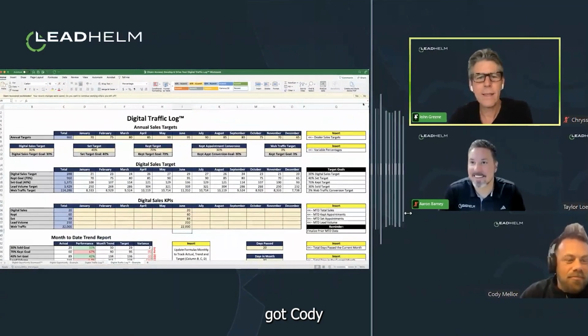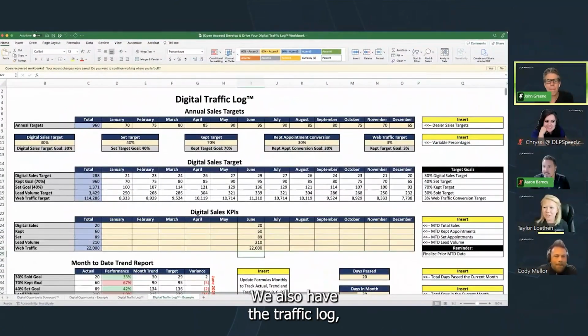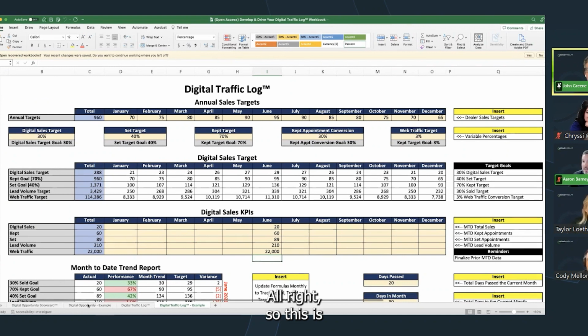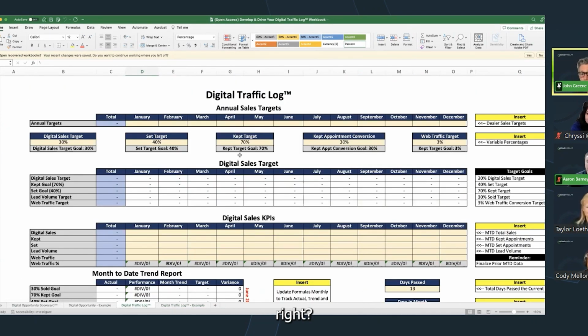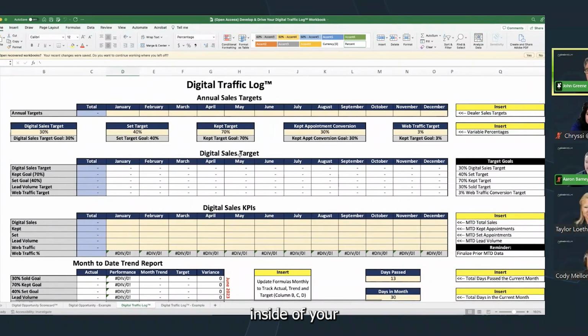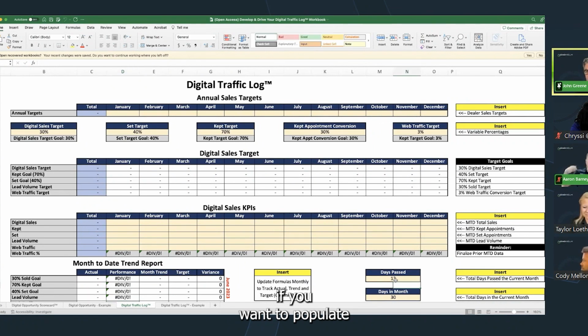Great. So John, we've got Cody up and ready. And we also have the traffic log. So I'll input the numbers while you coach us through. All right. So if you guys want to play along with this, if you are working inside of your workbook on the digital traffic log tab, if you want to populate this as we go through, feel free. If you just want to make notes and do it after the call, that's fine too. But we're going to start off at the very top, annual sales target.